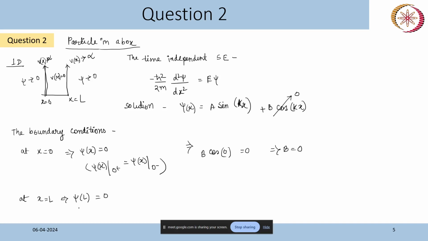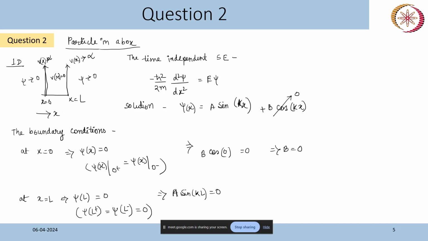That means psi of L plus is equal to psi of L minus, which is 0, because if I am considering this as the positive x direction, psi of L plus is actually 0, so psi of L minus, that is inside the well, will also be 0. So already this part is 0, so that is a sin kL equal to 0.